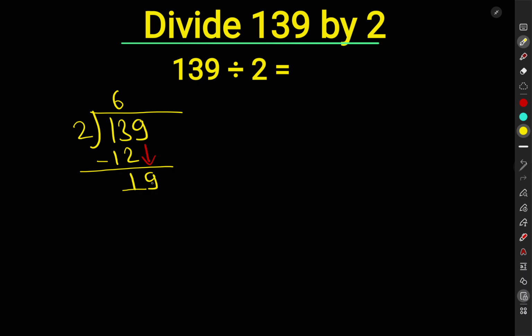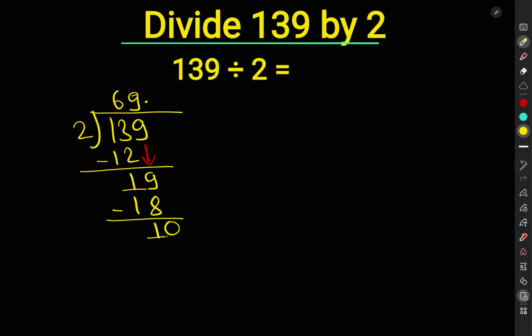So now it became 19. So 2 times 9 means 18. On subtracting we get 1. So again we got 1, which is less than 2, and there is no other number beside. So we put here a decimal so that we take zero.